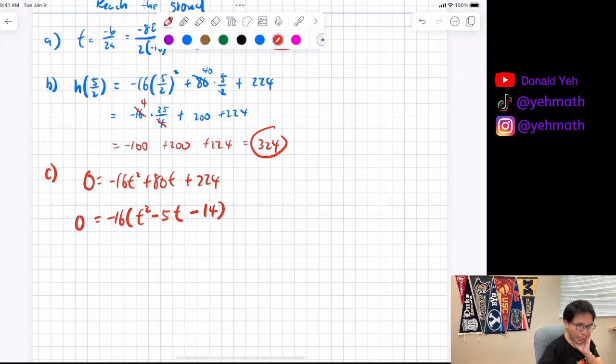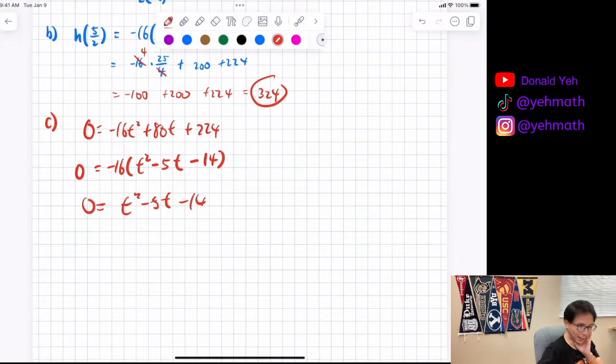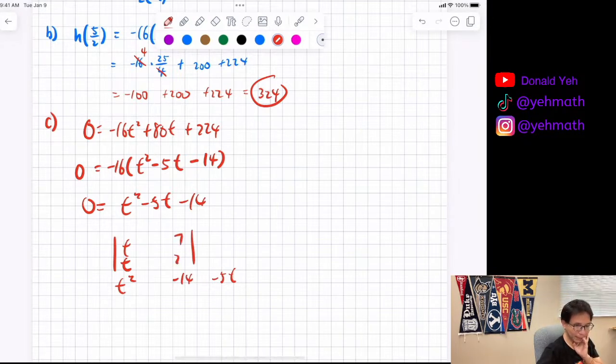So now I can divide both sides by -16. I'm going to get t squared minus 5t minus 14 equal to 0. I'm going to factor this. So t times t, and then what times what equals 14? 7 and 2. Which one needs to be negative? 7. Good. So it'll be t plus 2 and t minus 7 equal to 0.